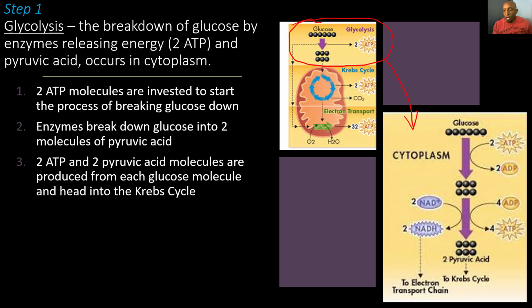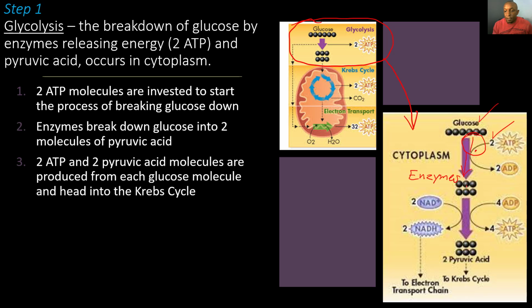The first step of glycolysis is that two ATP molecules are invested to start the process of breaking glucose down. Here's that glucose molecule that comes from the food we eat, and here are those two ATP that are used to start the process of breaking this glucose molecule down. Then in step two, we have enzymes. They break down glucose into two molecules of pyruvic acid. We continue following this glucose molecule down, and I'll put enzymes over here so you know that these are what are used to break down the glucose molecule.